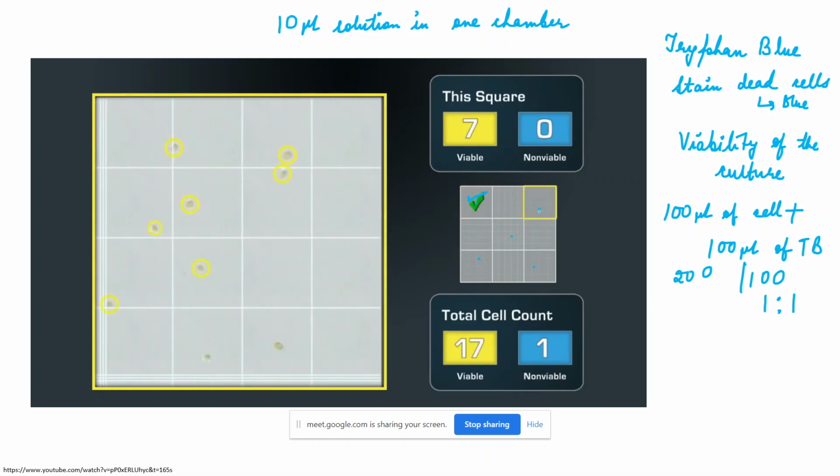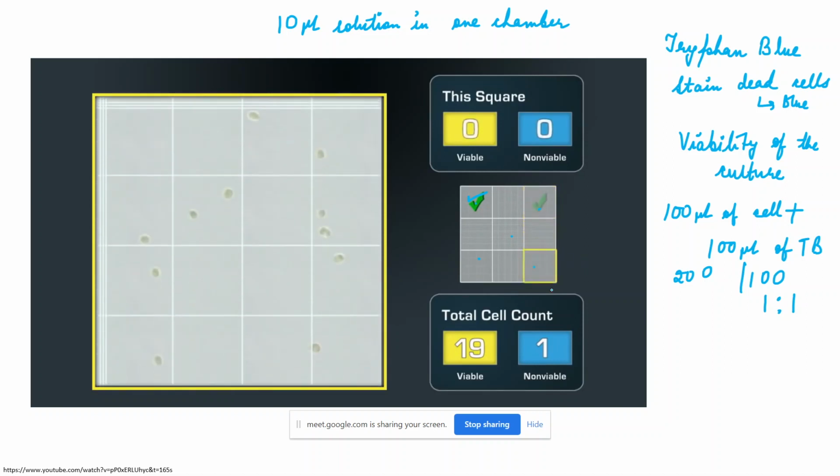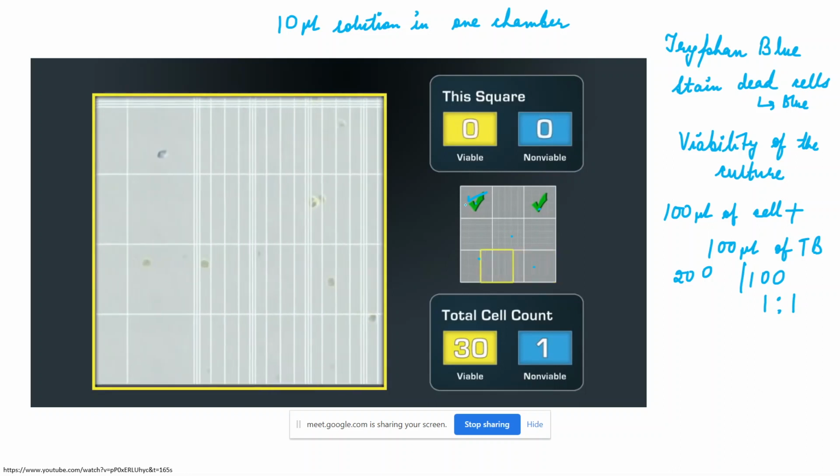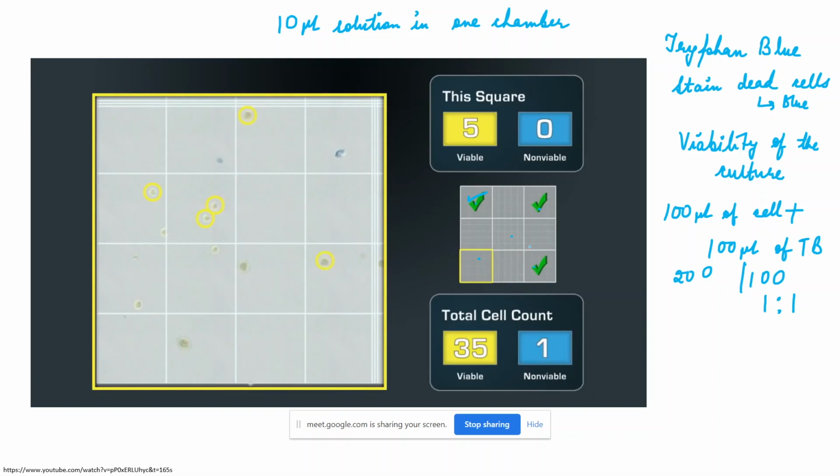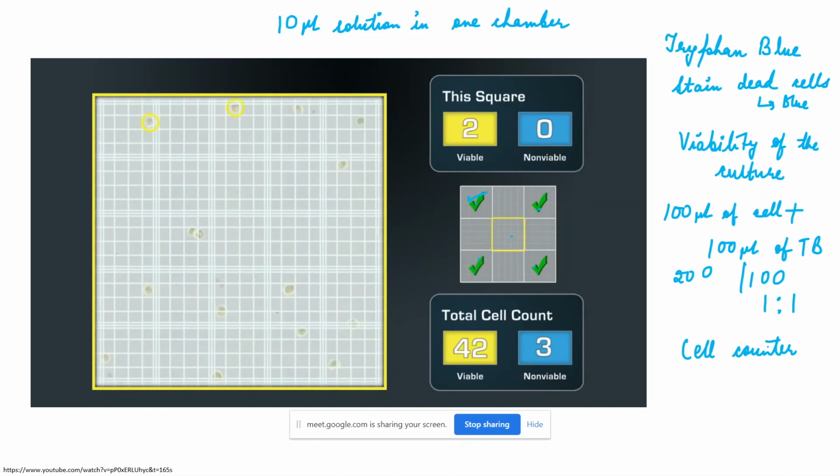So now we have moved on to counting in the second, top right corner square, and then the bottom right. Usually you have to move in this kind of zigzag pattern, like this Z pattern, so that you do not lose count of where you are counting. And people usually have a cell counter, which is a normal counter, because just remembering the number of cells is going to be difficult.